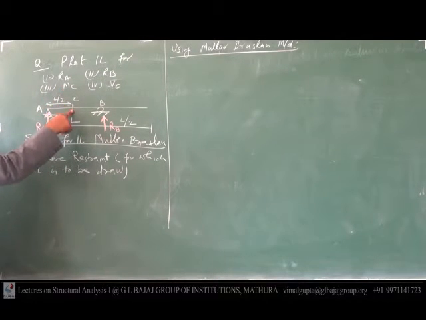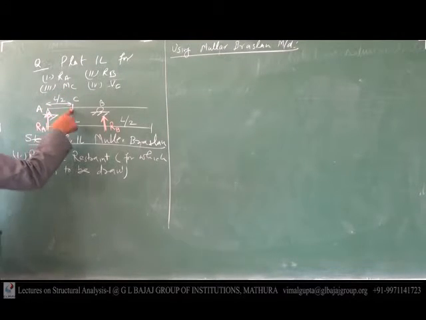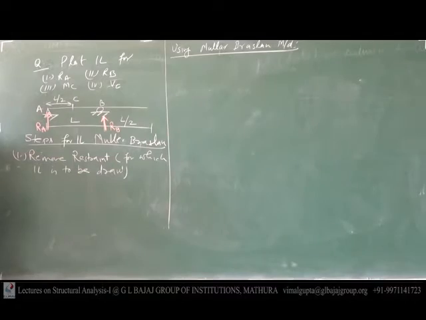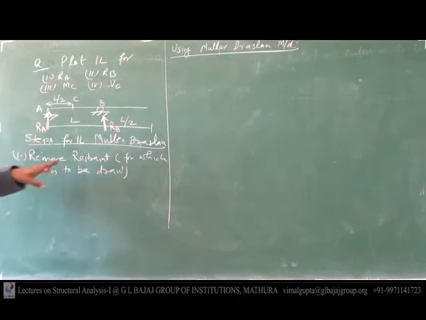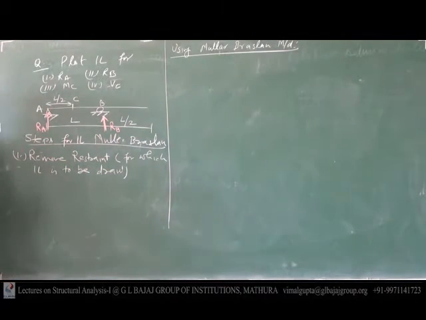So you have to also plot the IL for bending moment at this point and shear also, using both methods, Muller Breslau and direct method. So in the Muller Breslau principle, the basic steps are: number one, remove the restraint.